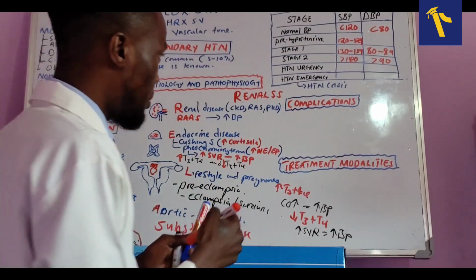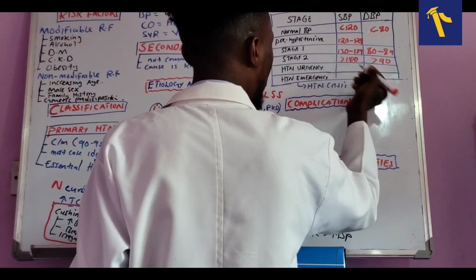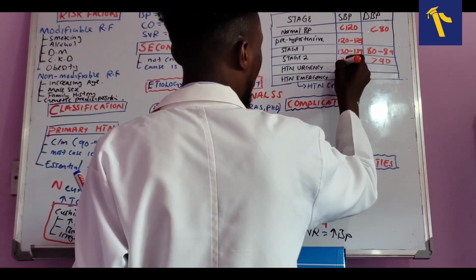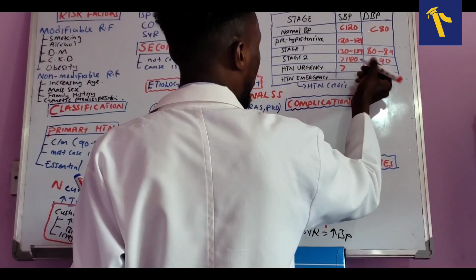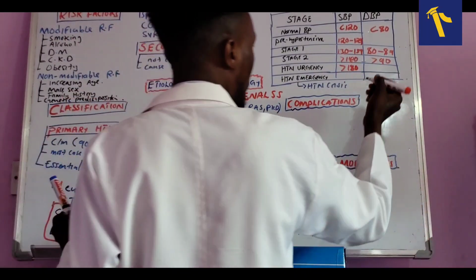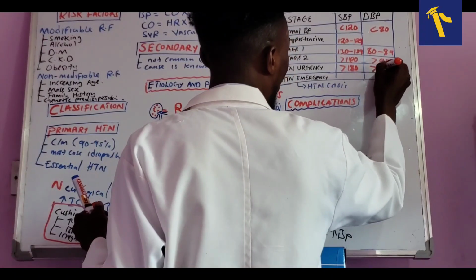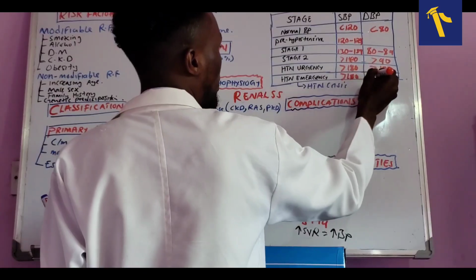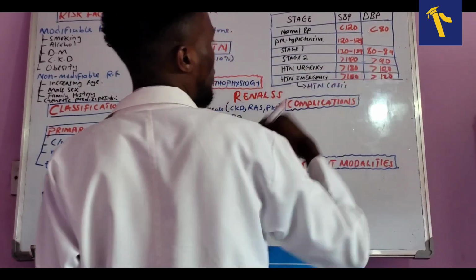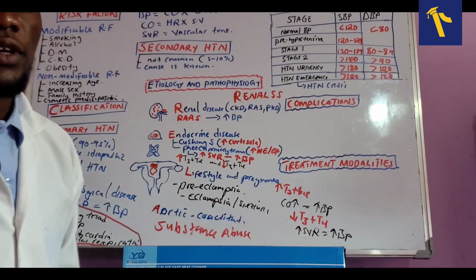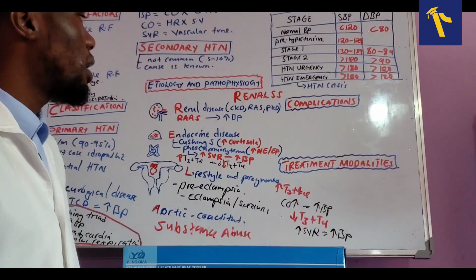So if you look at the numbers here, the numbers for hypertensive urgency and hypertensive emergency are just the same. For systolic blood pressure, you're going to have greater than 180, which is a lot. For diastolic blood pressure, it has to be greater than 120. The same applies for emergency as well, 180, and also here 120. Okay, same numbers, but the question that you can ask is, what can differentiate the two?